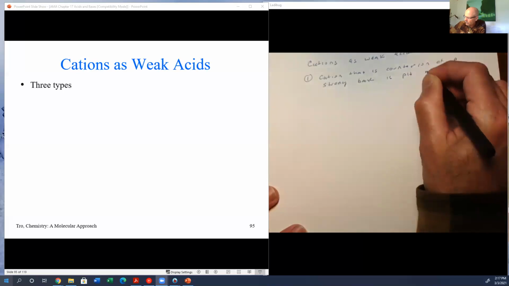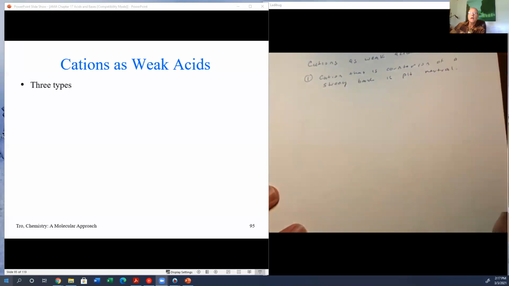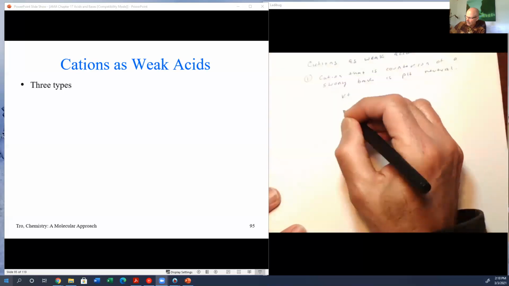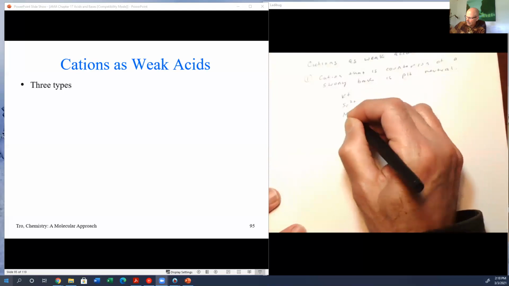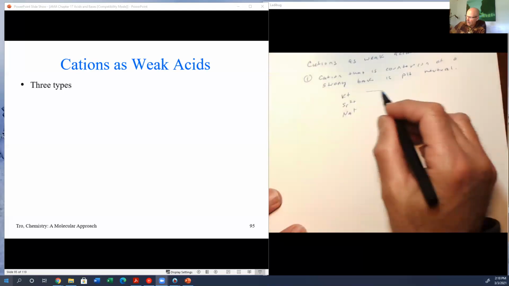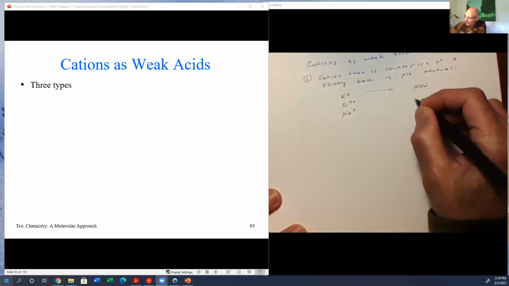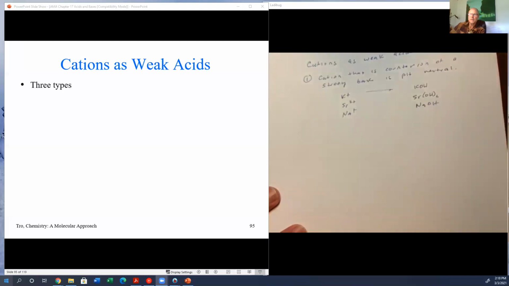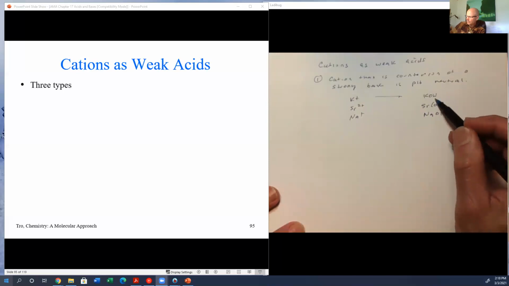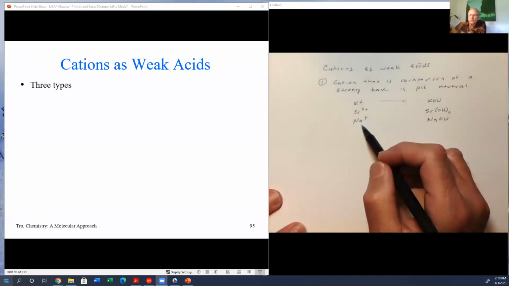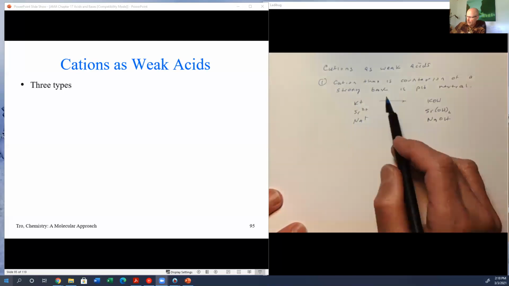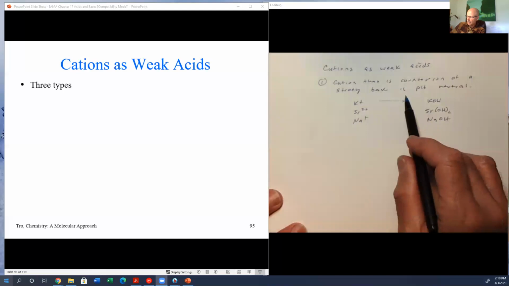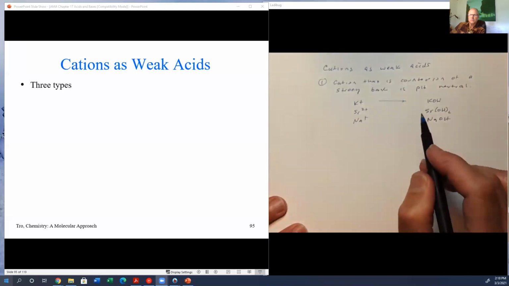A cation that is the counter ion of a strong base is pH neutral, right? So remember, the strong bases we talked about are the group 1 and group 2 metal hydroxides. So things like K+, strontium 2+, Na+. They are the counter ions of things like KOH, Sr(OH)2, NaOH. Since these are all strong bases, these are all pH neutral. So if you recognize the cation as a counter ion of a strong base, then that ion is pH neutral.